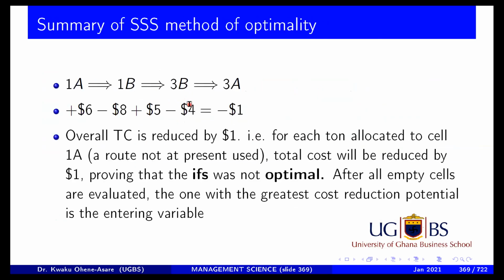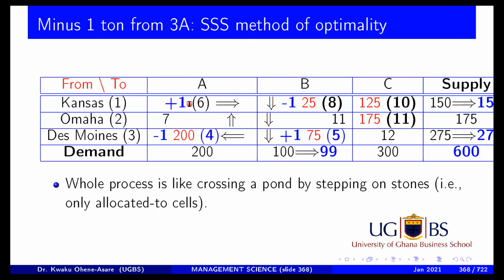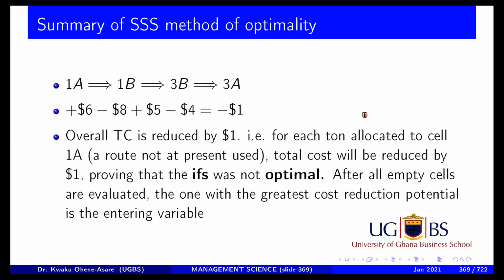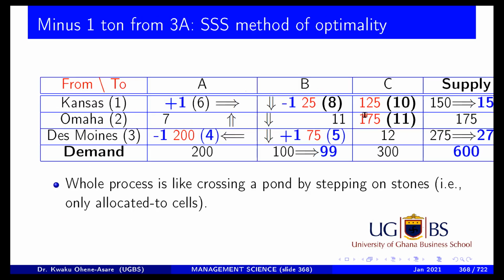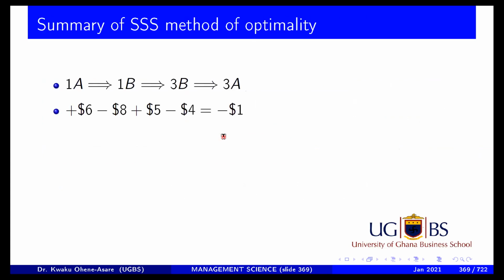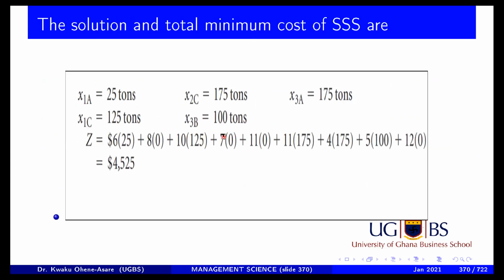X2C. And you can go and check X2C. Okay. X2C, the tons there is 175. Okay, so that is 175 tons. Now, X3A is also 175. When you take that cell, you will also get 175, 275A.